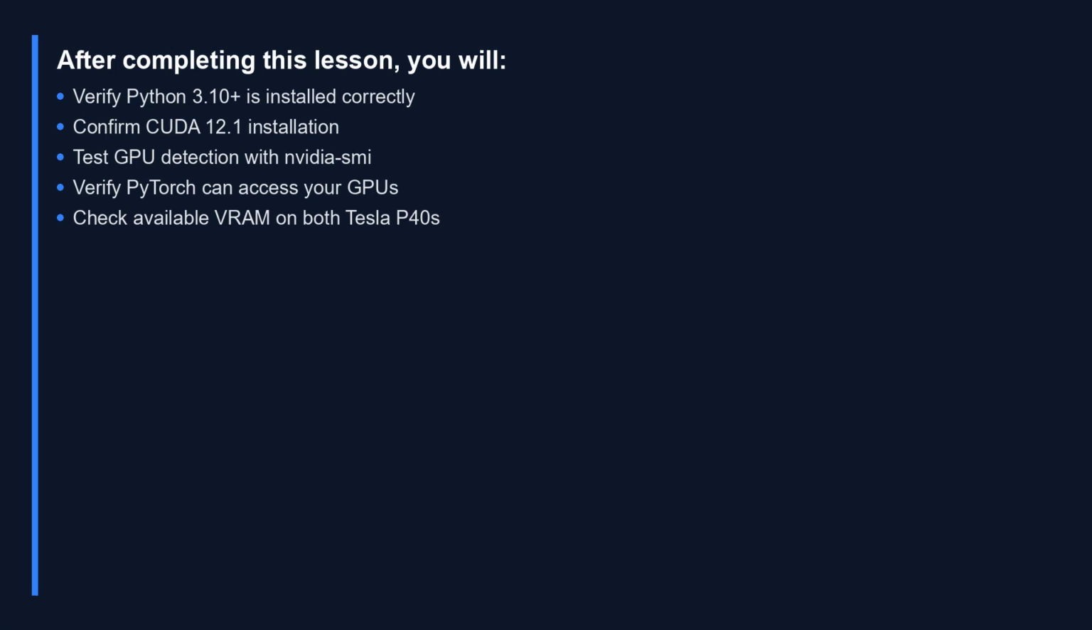By the end of this lesson, you'll have personally verified 5 things: that Python 3.10 or later is installed and on your path, that your CUDA driver is in place, that NVIDIA SMI sees both of your Tesla P40s, that PyTorch can actually reach your GPUs, and that you have the full 24 gigabytes of VRAM available on each card. Every check builds confidence that the foundation is solid before we install anything on top of it.